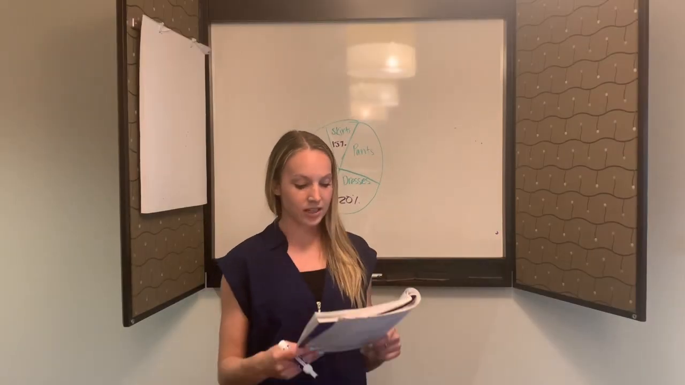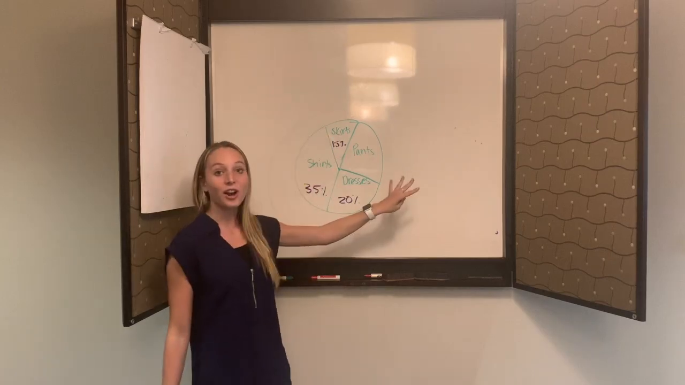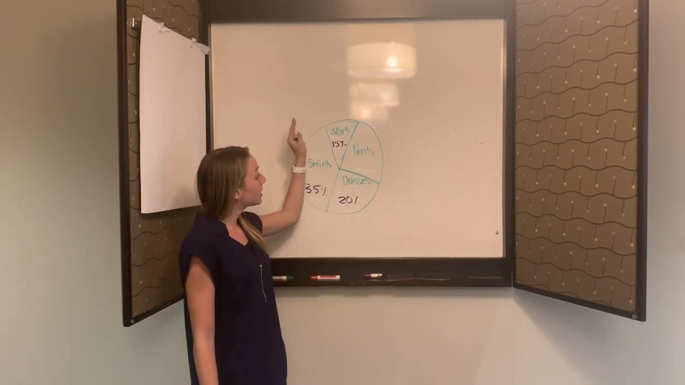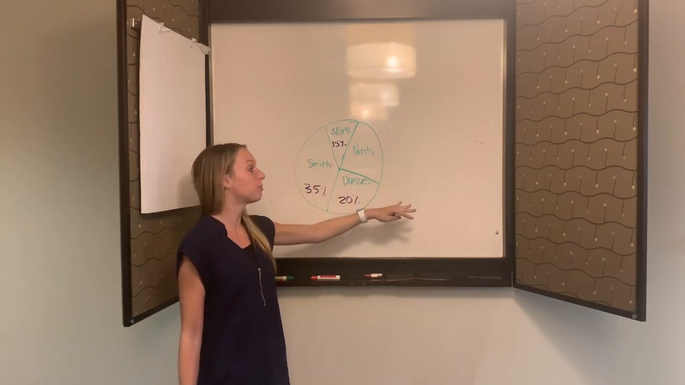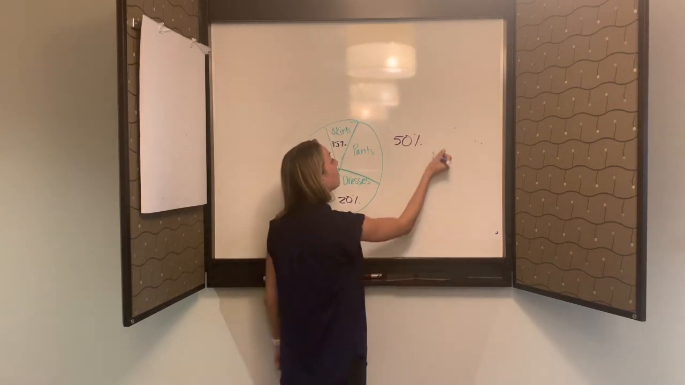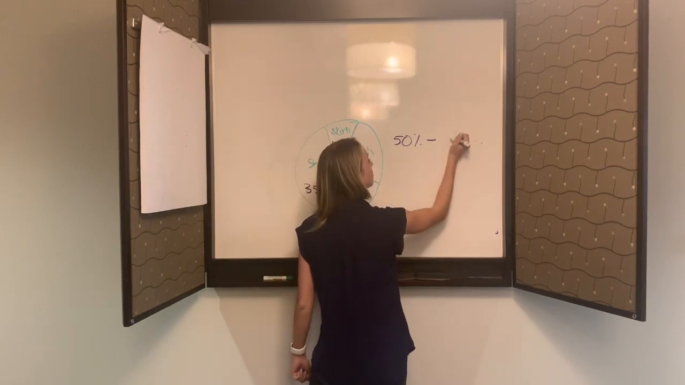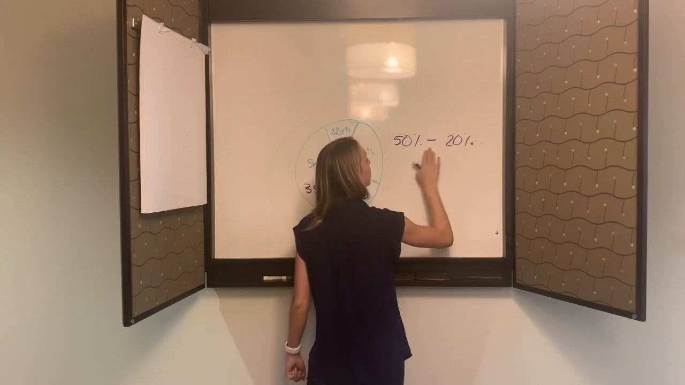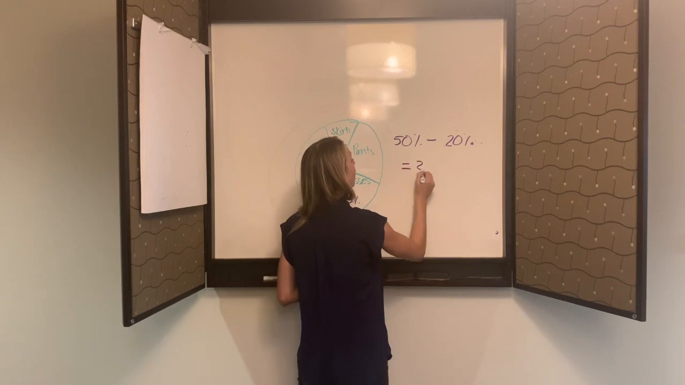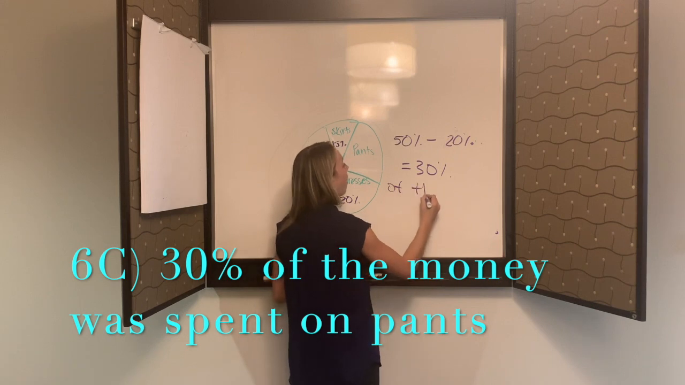Now, C asks, what percentage of the money was spent on pants? Now we're going to find out the other half of the circle. So we got dresses, now we just got to find out what pants is. So we understand that this half has to equal 50%. So you would subtract 50%, just like you did last time, but we're subtracting it minus dresses. 50% minus 20%, because that's what you get for dresses. And what is 50 minus 20, class? It is 30%. 30% of the money spent on pants.